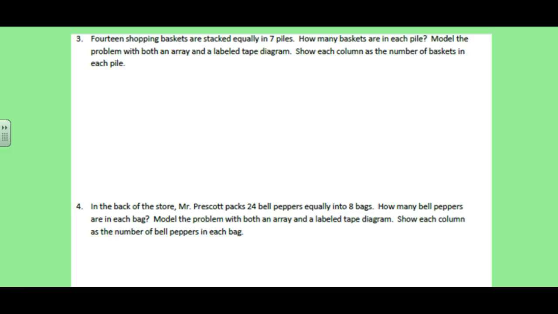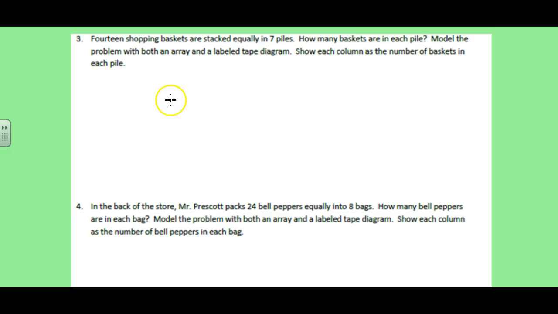Alright, so number 3 says 14 shopping baskets are stacked equally in 7 piles. How many baskets are in each pile? And then I'm going to stop reading because it's going to tell us to model with an array and a tape diagram. But we're not going to do that. Like I said, we're just going to do a tape diagram. I'm going to save you some work here.